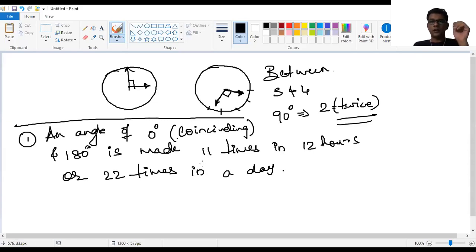It is less than 1 minute, guys. We may log out and come in again. And 180 degrees is when the hands are opposite to each other. Let's assume 6 o'clock as a time. You see the two hands are at 180 degrees. So coinciding and 180 degrees happen only 11 times in a 12-hour period, or 22 times in a day. The next information I will write after logging in.